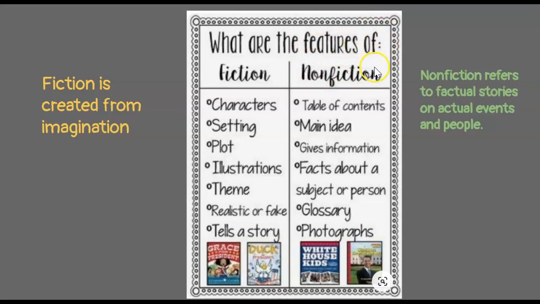When we look over here at nonfiction, remember, nonfiction refers to the factual stories on actual events and people. Nonfiction books have a table of contents. There's a main idea. They give information. There's facts about a subject or a person. There's a glossary. And there's photographs of real places and real people. So an example of some nonfiction books are White House Kids and Barack Obama for President.